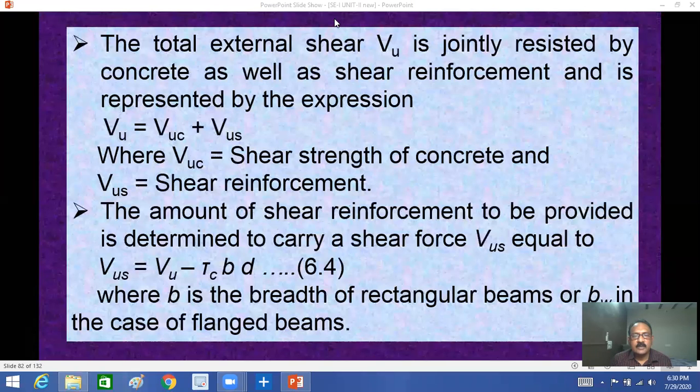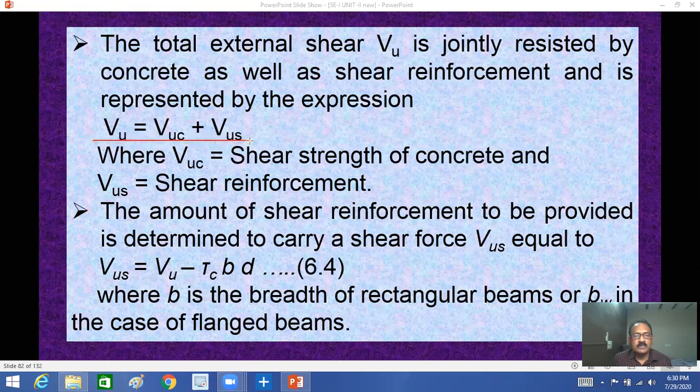See, again, this is a very important topic and a formula. This formula you must understand. What is Vu? This is the total shear acting on the beam due to design load. This Vuc is the shear force taken by your concrete.